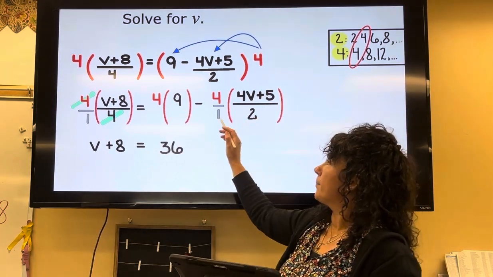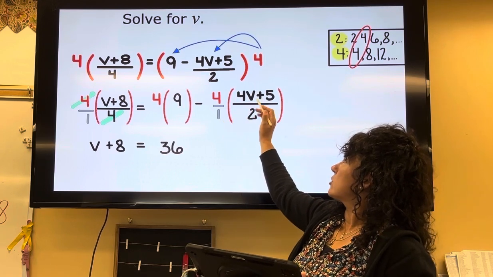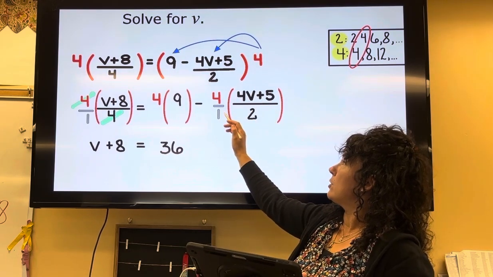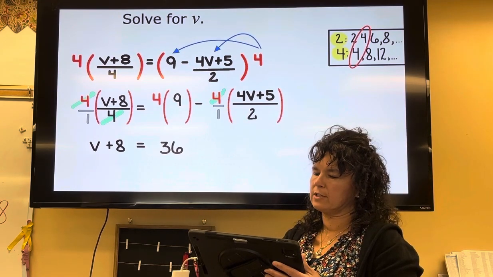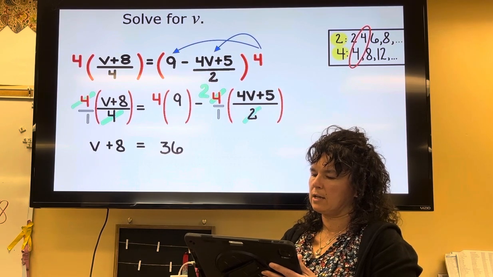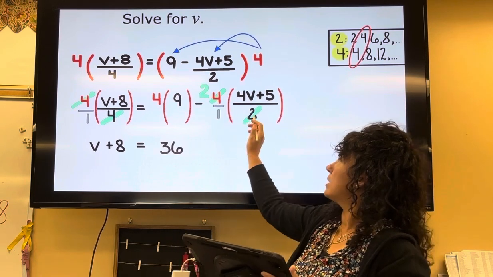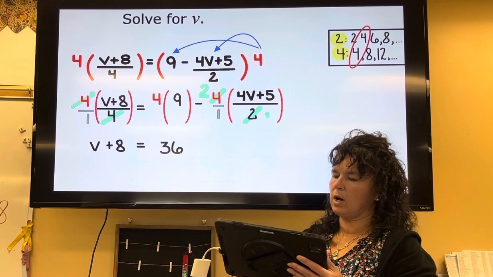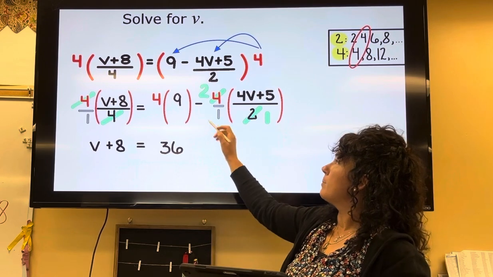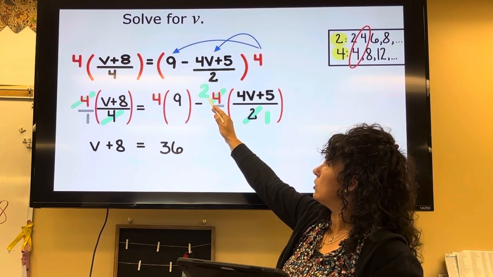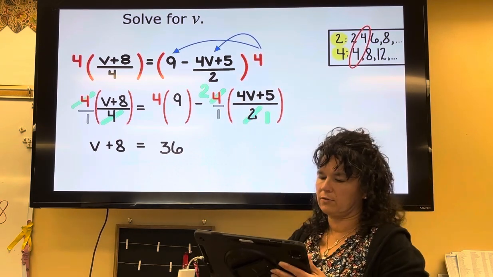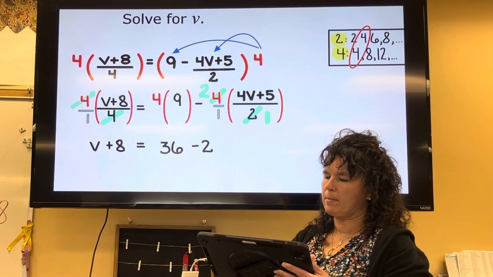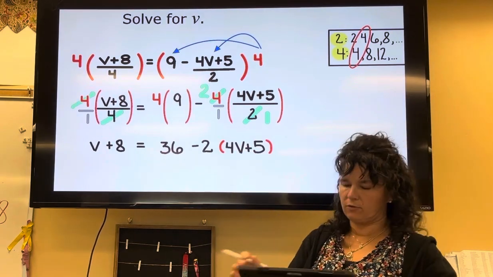Now right here, we've got some extra stuff going on here, so be careful when you cancel. The 4 and the 2, they do cancel. 4 fits into 4 2 times. 2 fits into 4 2 times, and 2 fits into 2 once. So what ends up being left over is a negative 2, and then next to it in parentheses, 4v plus 5. Okay, so I have my minus 2 and then the 4v plus 5.